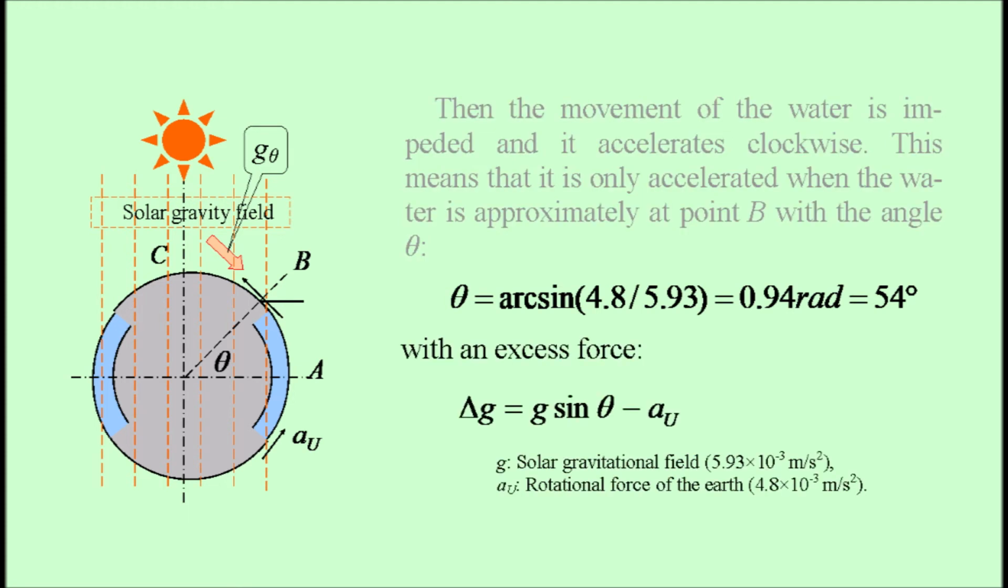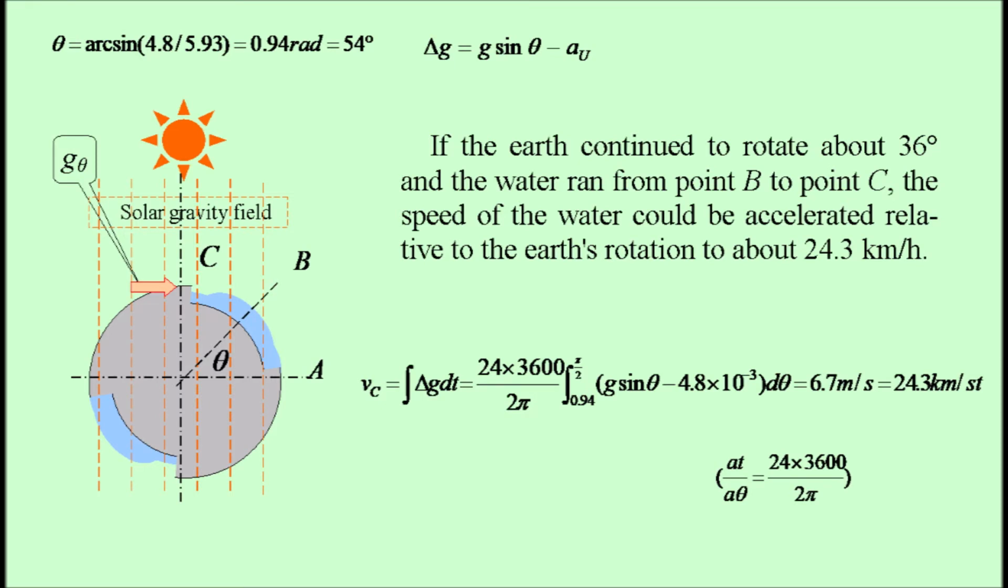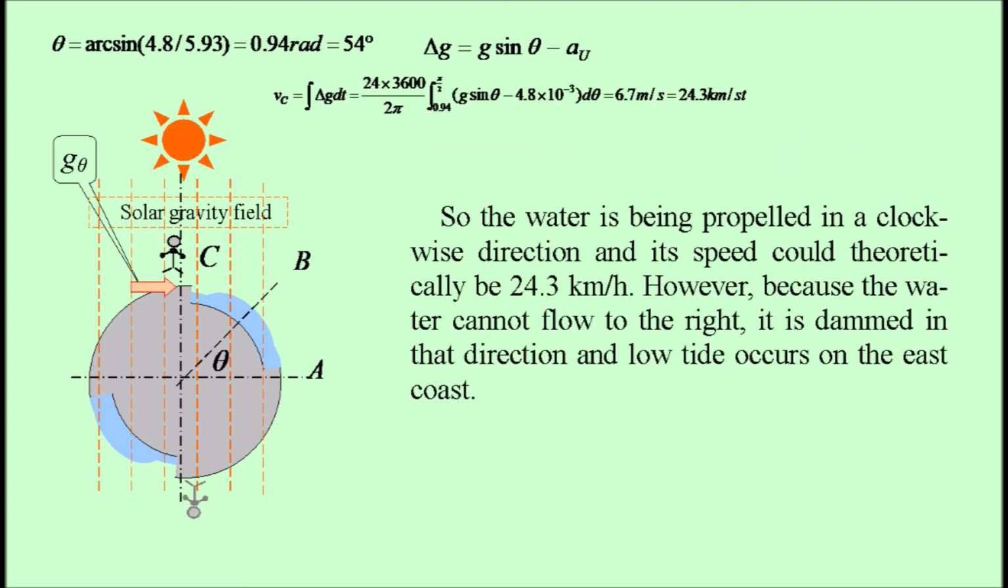With an excess force. If the Earth continued to rotate about 36 degrees and the water ran from point B to point C, the speed of the water could be accelerated relative to the Earth's rotation to about 24.3 kilometers per hour. So the water is being propelled in a clockwise direction and its speed could theoretically be 24.3 kilometers per hour.